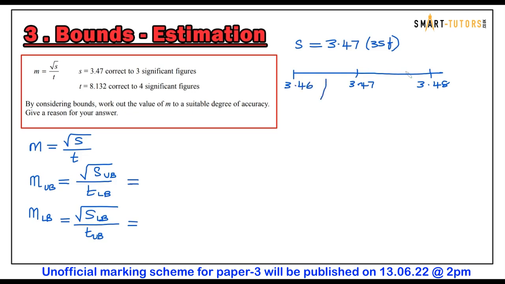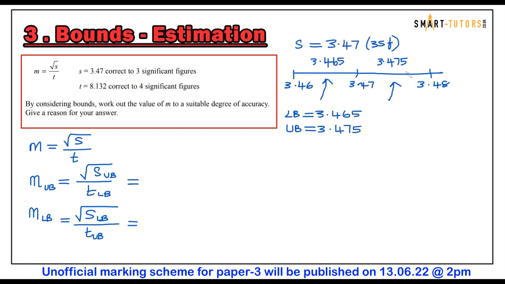Now the number in the middle here is 3.465, and the number in the middle here is 3.475, right? So the lower bound is going to be 3.465, and the upper bound is going to be 3.475.